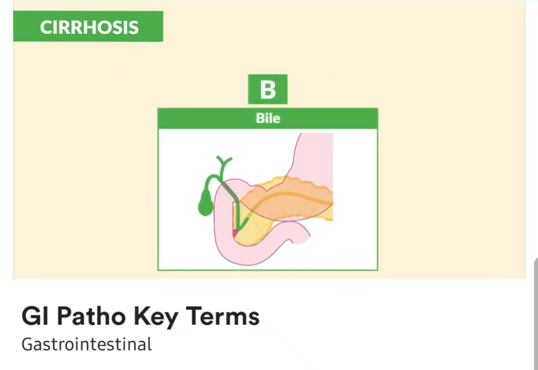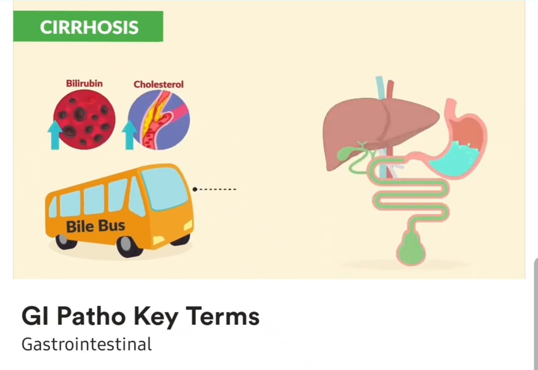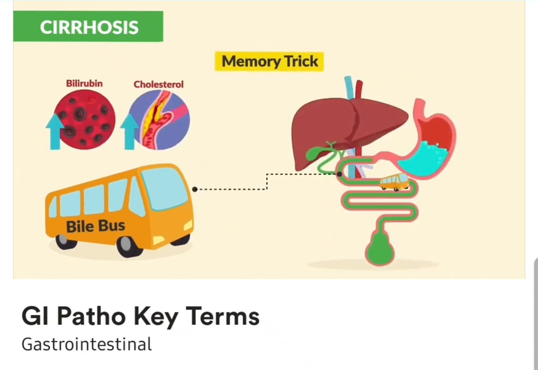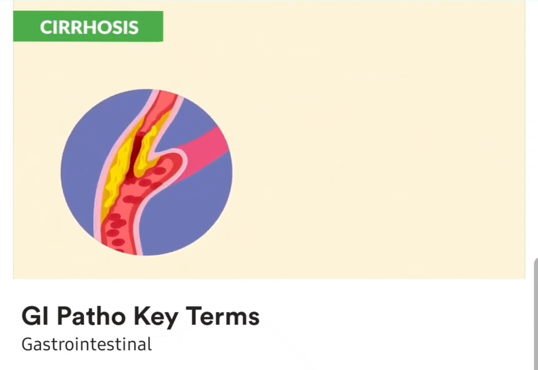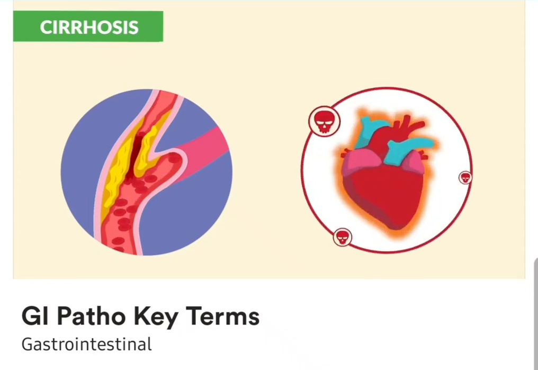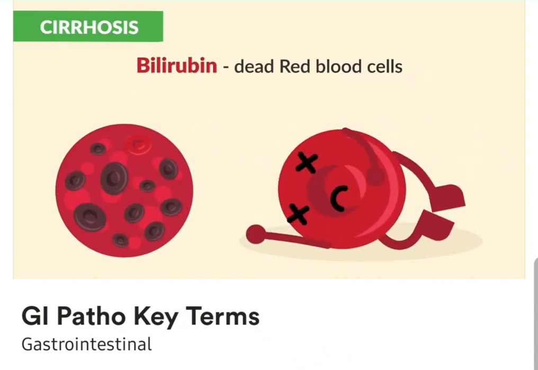The next thing is B for bile, which we call the bile bus, helping to scoop up excess cholesterol and bilirubin, taking it from the body and into the potty via the bowels. Now, cholesterol, as you know, are those lipids that clog the arteries if we have too much, leading to major cardiac issues. And bilirubin is just those dead RBCs, or basically red blood cells.